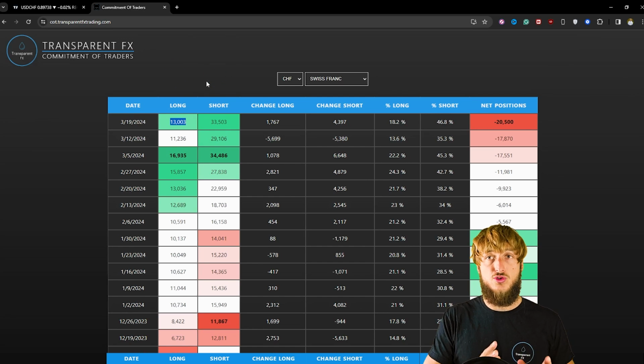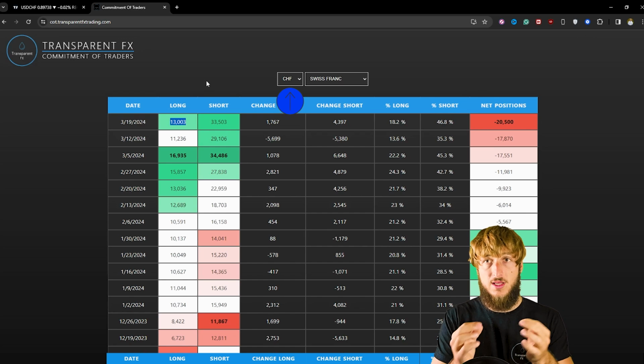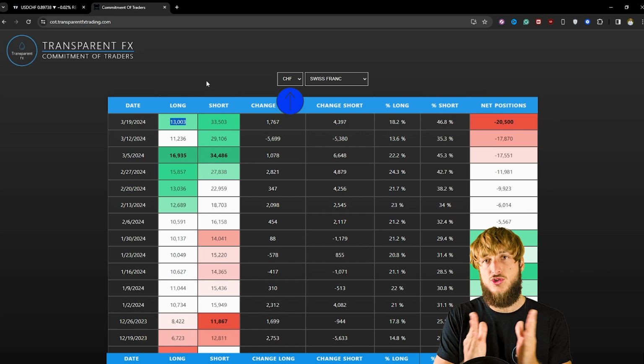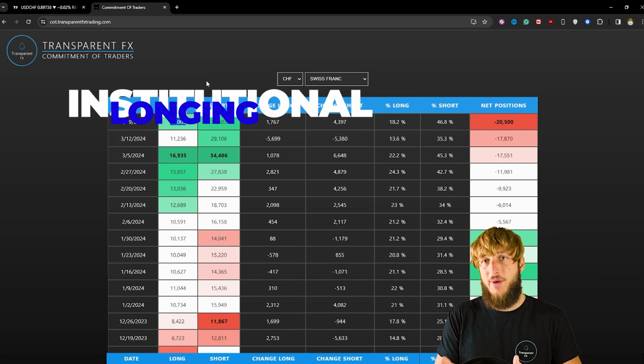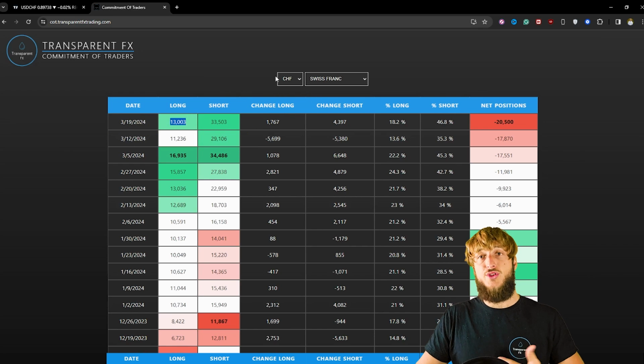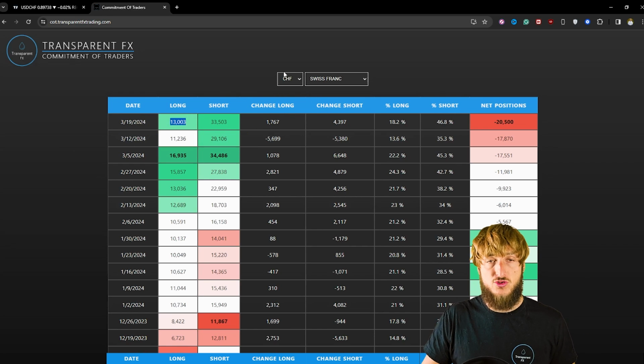So clearly institutions are moving back to the bearish side for the CHF, and keep in mind that every currency on the spot is traded against the USD. So if institutions are shorting CHF, they're actually shorting CHF USD, meaning that they're actually longing USD CHF by shorting the CHF. So this makes USD CHF much stronger. So let's keep that in mind and move back to the chart.